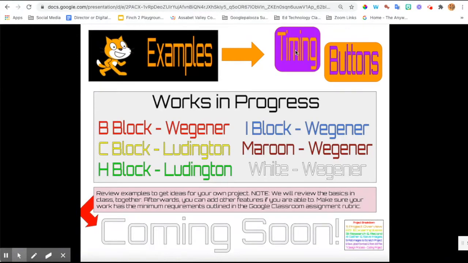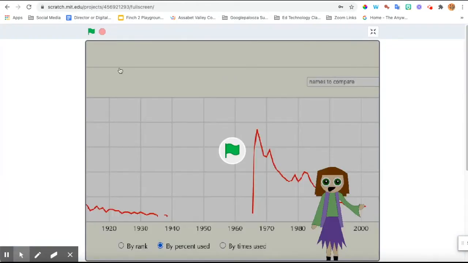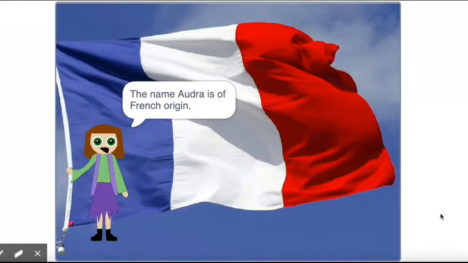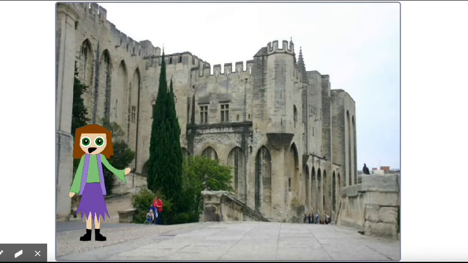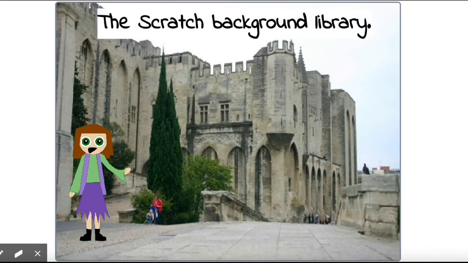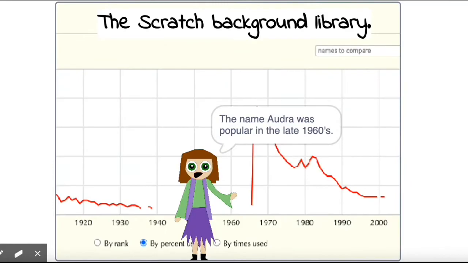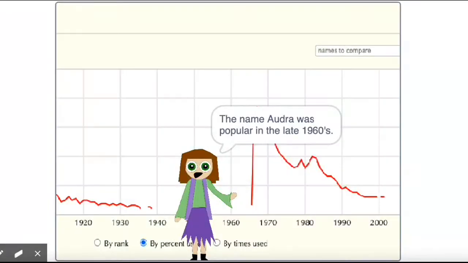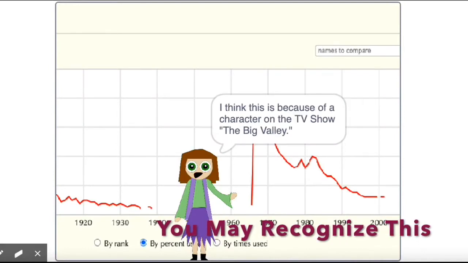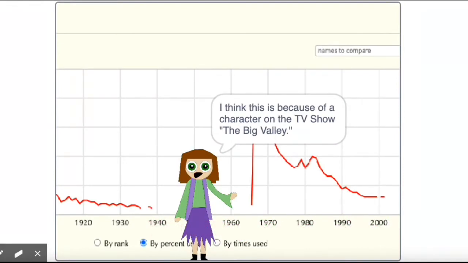So let's look at timing first. Jump into full screen mode. The flag is a picture that I found and saved to my computer so that I could add it to my project. This castle is a background that's included in the Scratch program, and you may find that works. And this chart is from my research and an image that I took a screenshot of.